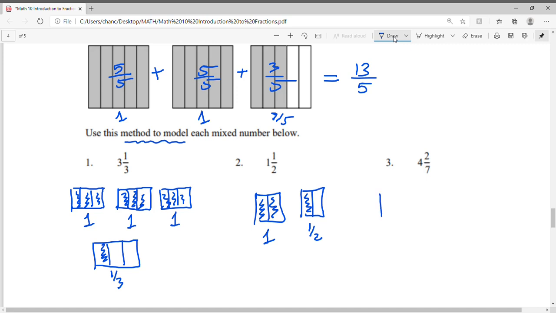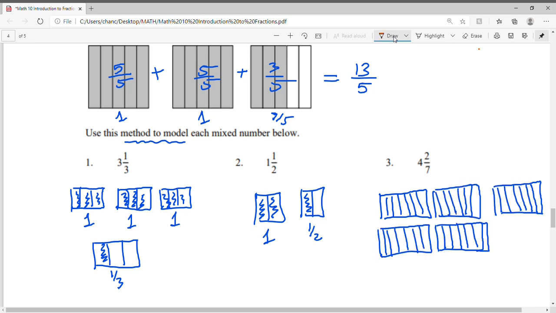Question 3, same process, but this time we have 7 parts. 1, 2, 3, 4, 5, 6, 7 parts, and we'll have to do that 4 times there. I want to show 4 and 2/7, so I have to shade all of this, all of this, all of this, all of this. That represents 4. Now 2/7ths, we'll just shade 2 out of 7 pieces. This represents 4 and 2/7ths.